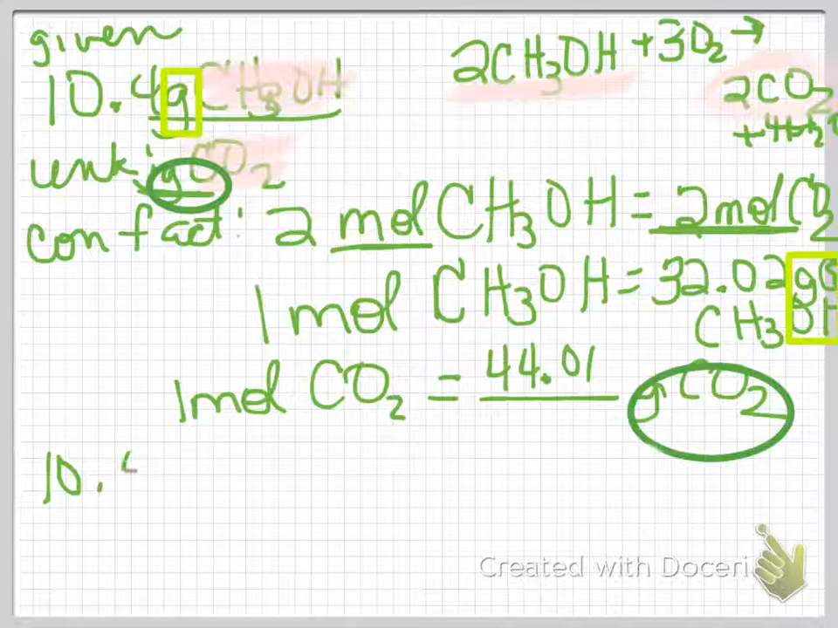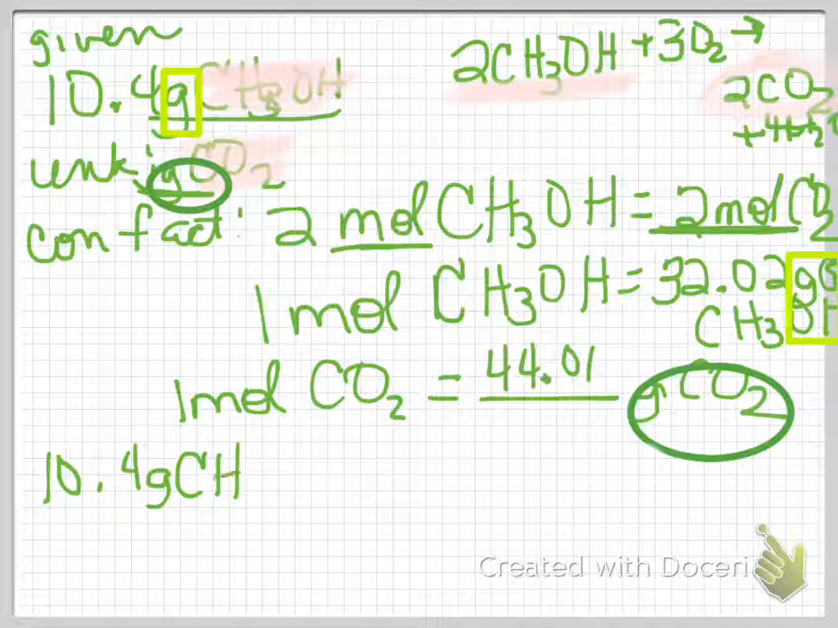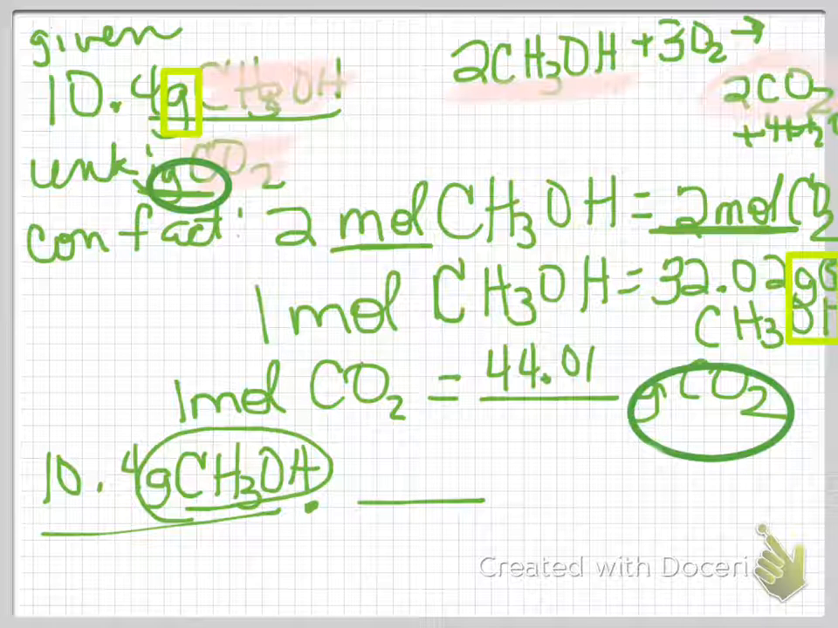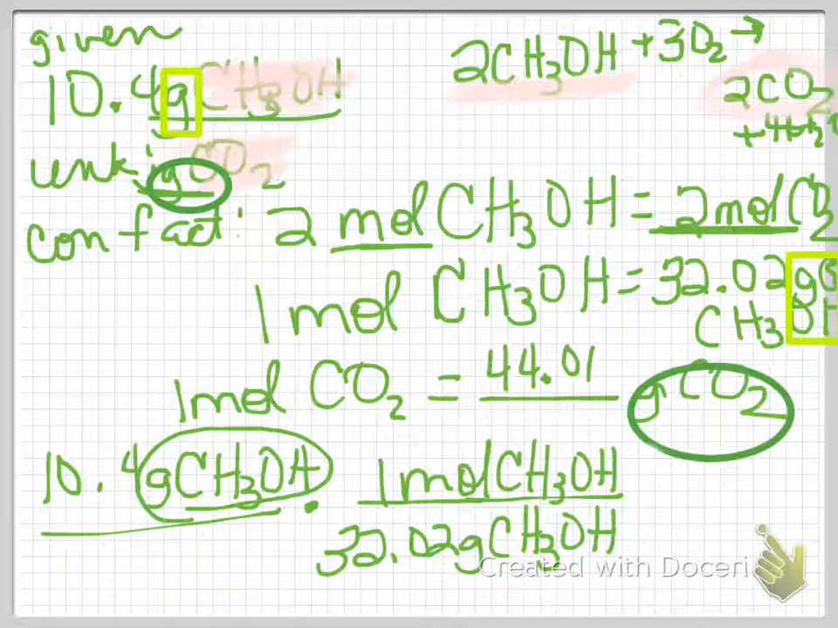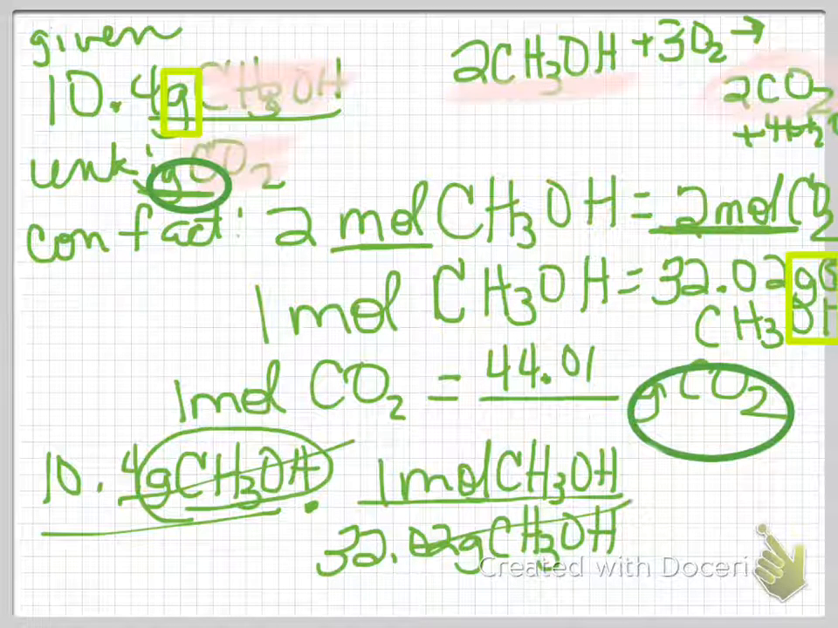That 10.4 grams of CH3OH. And now I'm going to let my units tell me what to do. If I want this gone, which I do, I have to use these conversion factors that I spent all that time working on and use them to help me get rid of that grams of CH3OH. It's on the top, so I'm going to put it on the bottom. So I'm going to put 32.02 grams. I'm going to put 1 mole on top. Now that grams of CH3OH is gone.